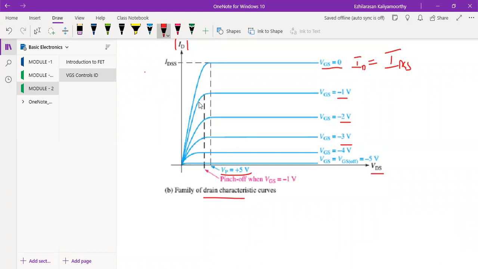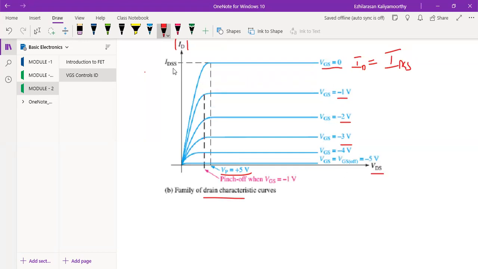So when I go for VGS equal to minus 1, this is the pinch off. Here it will get pinched, here it will be pinched, here it will be pinched. Now seeing this curve, what you understood from this: as the gate voltage VGS keeps increasing, minus 1, minus 2, we can see what happened. The IDS will reduce. See that? Minus 1, minus 2, minus 3, minus 4, minus 5.